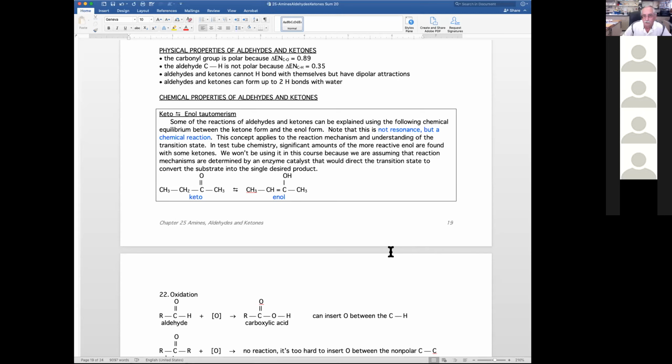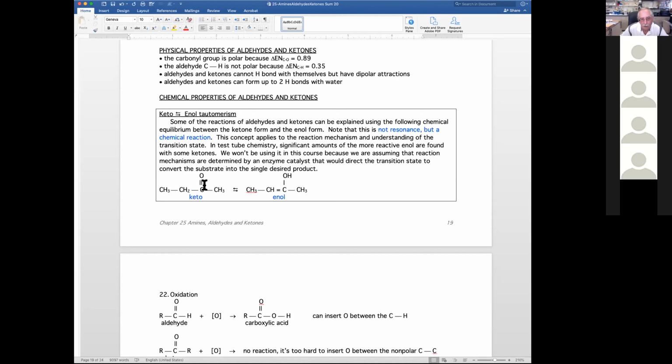So we get to the chemical properties of aldehydes and ketones. And I didn't really put this in a red box. I put it in a black box because I want you to know this, because it will come up in another course. And I don't want to feel like I didn't prepare you for another course. But here's what ketones and aldehydes can do.